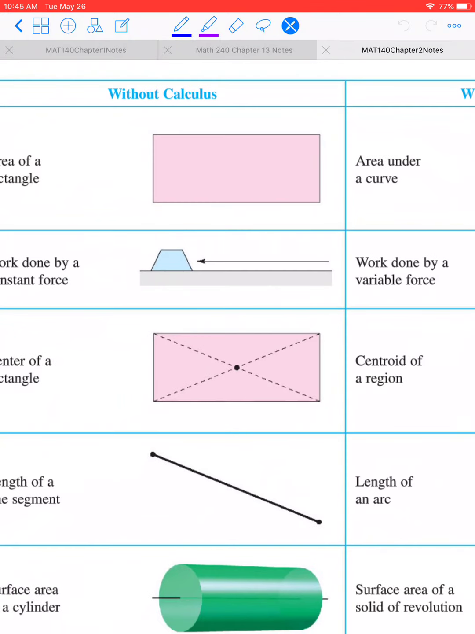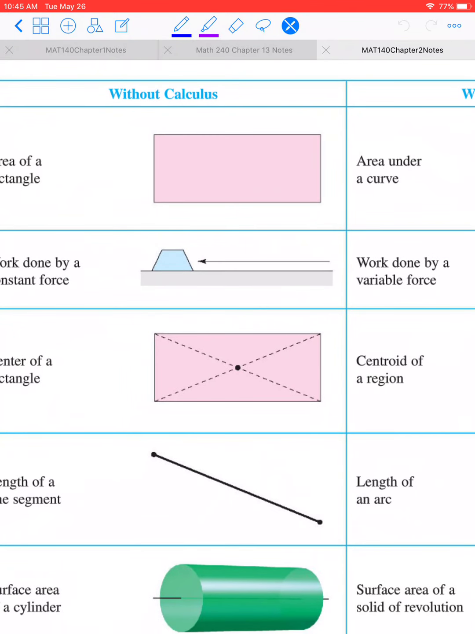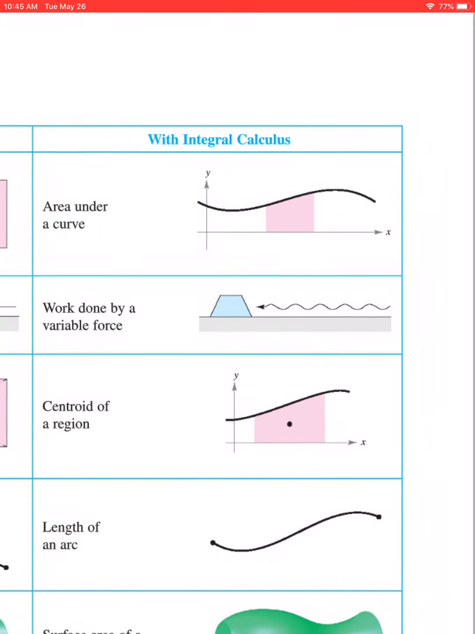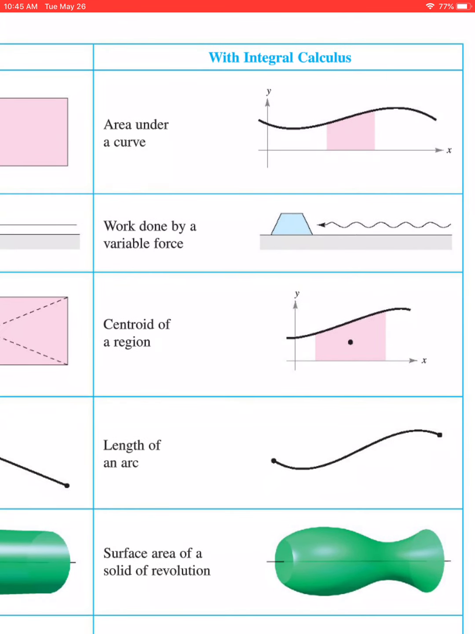From basic physics, we know how to calculate work done by a force. If you have a constant force, work is just force through a distance. Now with integral calculus, we'll be able to find the work done by a variable force.